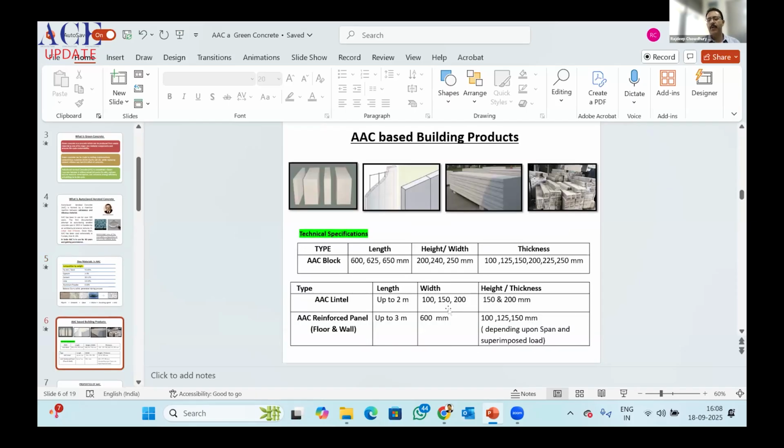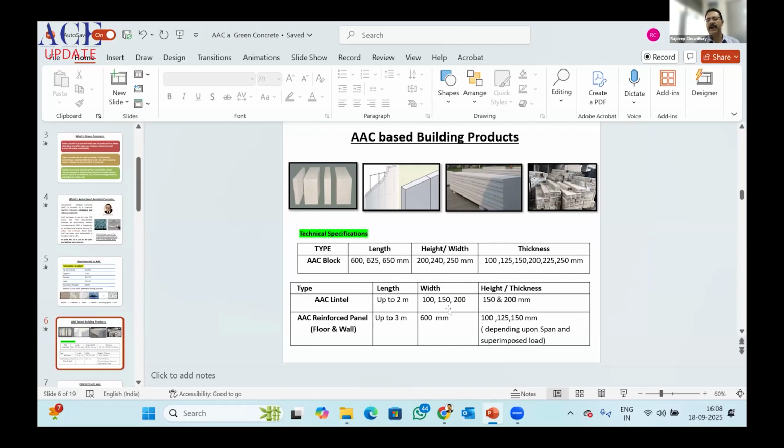So what building products can you make using AAC-based technology? You can use blocks, solid lightweight blocks. You can use wall panels and floor panels. These are all reinforced products. You can also use AAC as a lintel, which is also a reinforced product. If you look at the length, height, and thickness of the product, it comes in a range, so you've got a lot of flexibility for the architect and consultant.